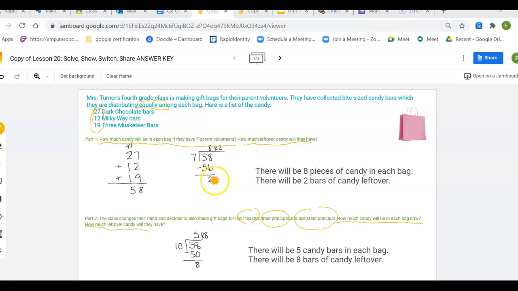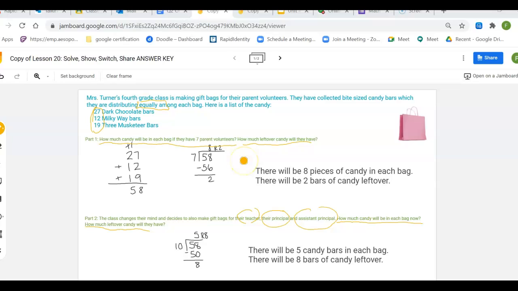Now, because 2 is smaller than 7, I'm not going to be able to take the problem any further. So that means that 2 is going to be the remainder. So that's why I put the R2 up here. So 8 with a remainder of 2.